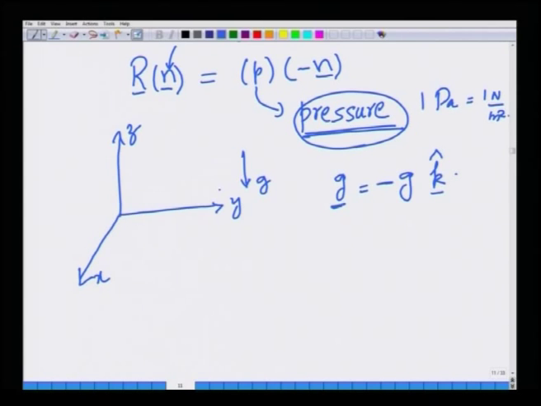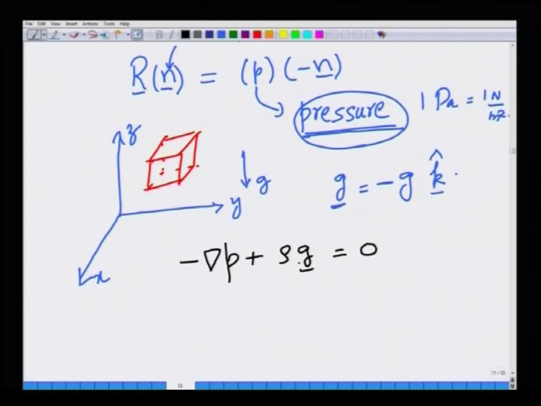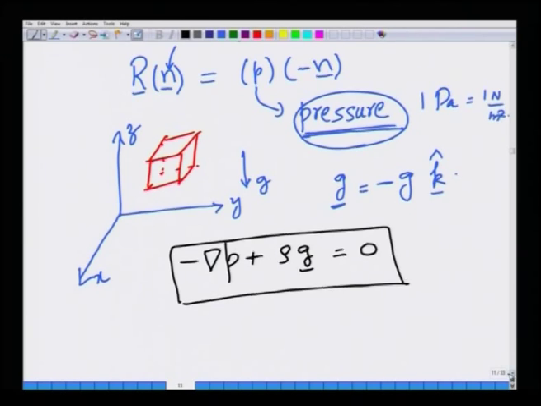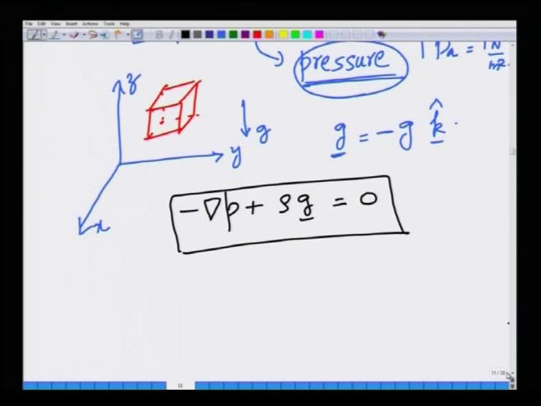So, we have a fluid that is present under the influence of a gravitational field, and we said that by taking a tiny volume element of a fluid, we can show that the fundamental equation of hydrostatics is minus del P plus rho g is equal to 0. This is the fundamental equation for a fluid under static conditions.